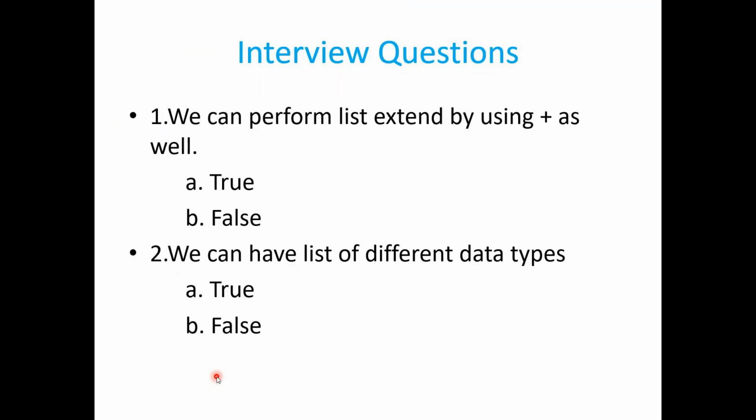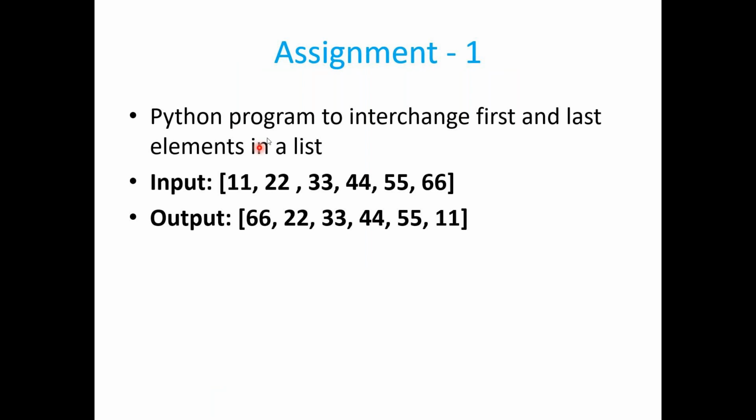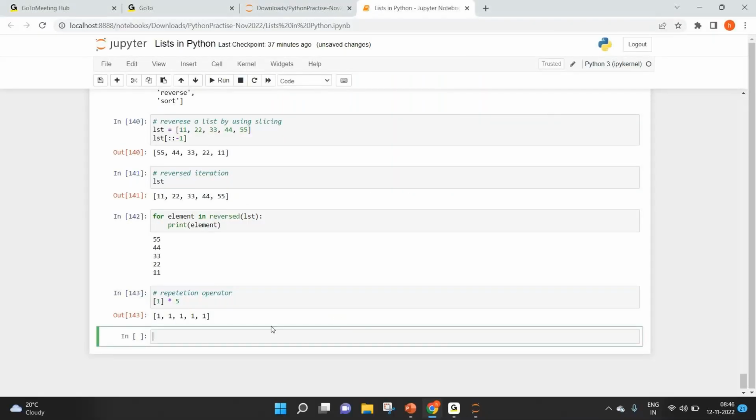Again, based on today's session, I got some interview questions for you, and I have a simple assignment also. Let me try to solve this assignment for you. Write a Python program to interchange the first element and last element in a list. If you see this list, this is my list and I want this output. You can see the first and last element positions got exchanged. 11 went last and 66 came first. Let me solve that assignment for you.